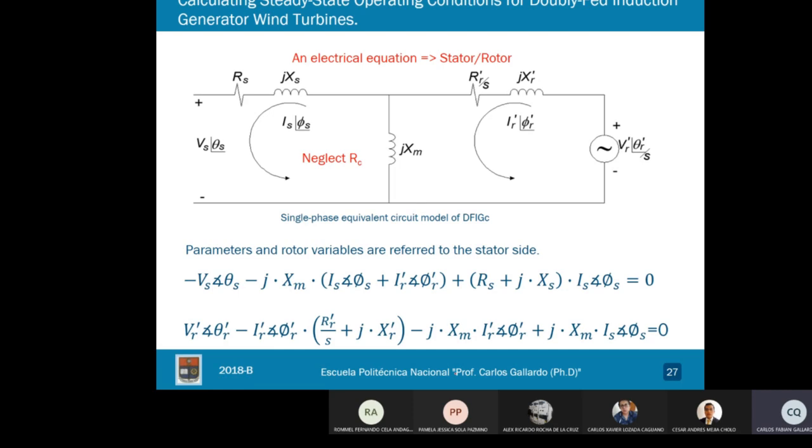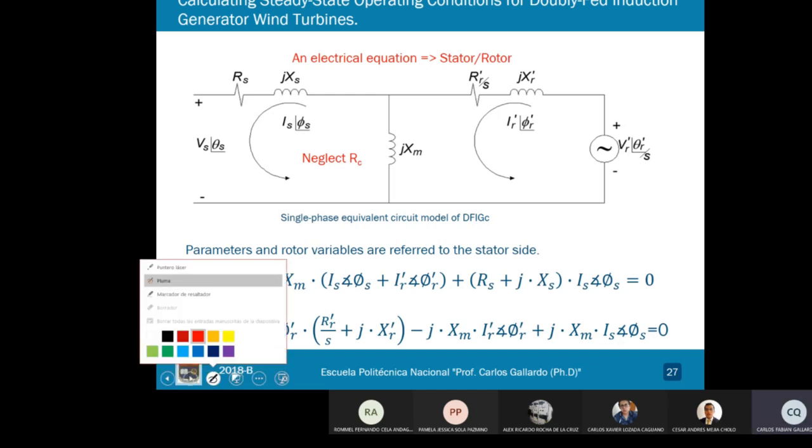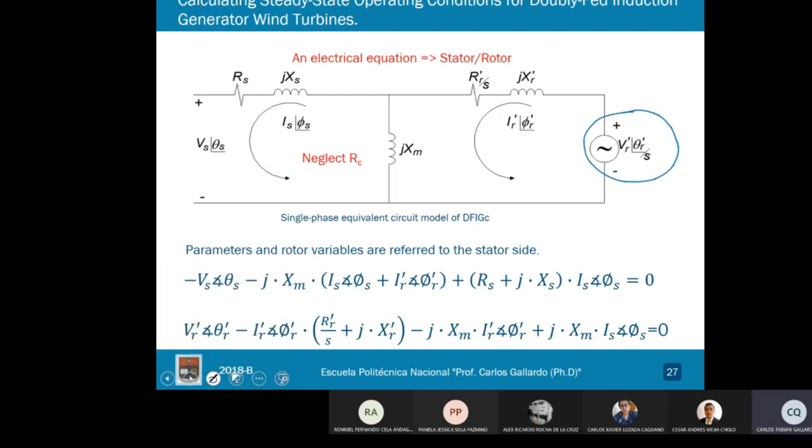What is the difference with the induction motor? I will have a second voltage source. The only difference between the induction motor and the Doubly-Fed induction generator is this voltage source, because in the rotor I will have the converters, right? And this is the stator voltage. This is the only difference.